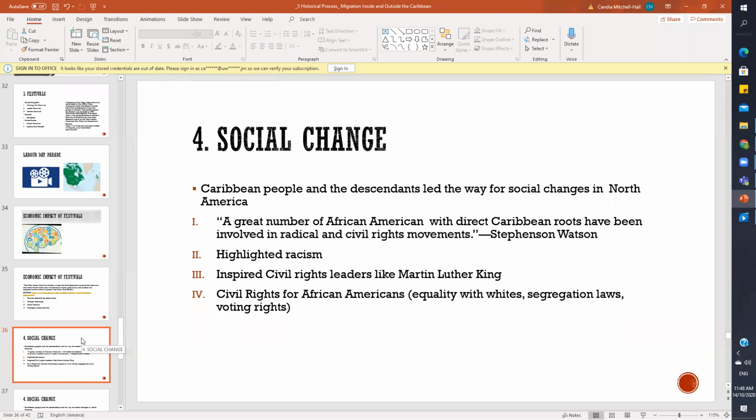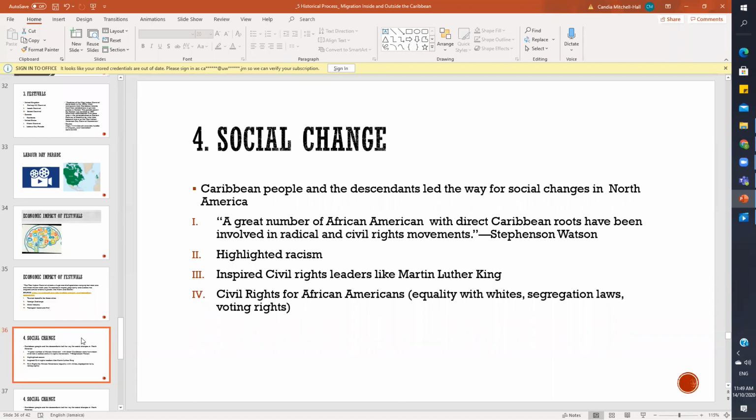So, ladies, social changes. Another impact that Caribbean people have had on the US is social change. Caribbean people were the very first set of people to migrate to the United States, England, and Canada and advocate for equality with whites, to do away with the segregation laws, and for voting rights.